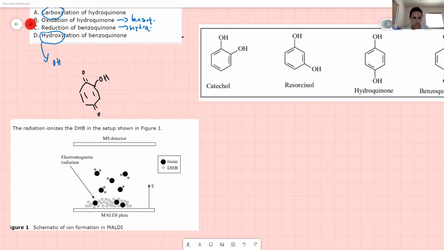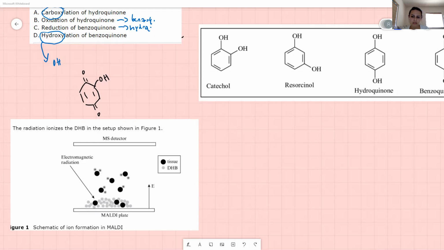Mm-hmm. Then it says the velocity of the ions is inversely proportional to their mass to charge ratio. So it's pretty much B, right? It is. I mean, they pretty much said it there. I just didn't read that part, but the velocity of the ions is inversely proportional to their mass to charge ratio.